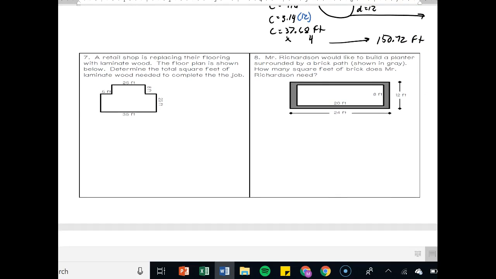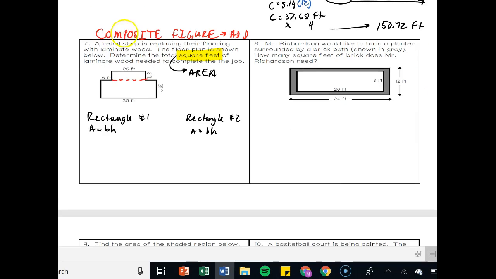All right, take a look at 7 and 8. Again, you have done these problems before. This is that composite figure where you have two shapes and you always add those to find the total area. Again, it says square foot, so that's where you know you're dealing with area. So when you divide up your shapes, you got a rectangle and a rectangle. Cool, you identify the shape. Write the area formula. Now plug in.